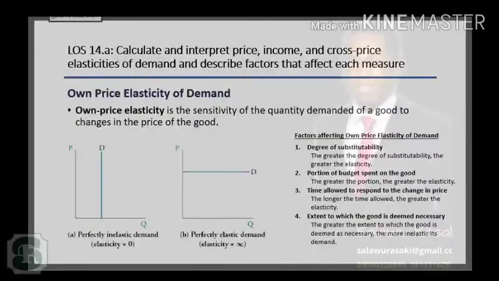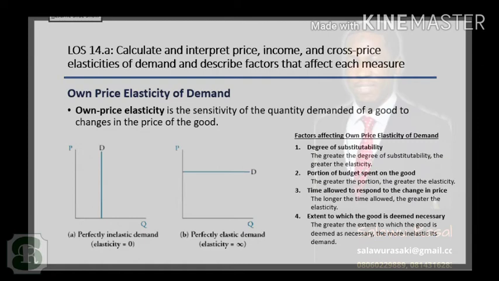Or the greater the degree of substitutability, the greater the elasticity of demand. We also established the fact that the greater the portion of your budget that you spend on a particular commodity, the greater will be the elasticity of demand for that commodity. Just now, we finished speaking on the time factor, that the more time you have to respond to a change in price, the greater the elasticity that you expect from that particular commodity.